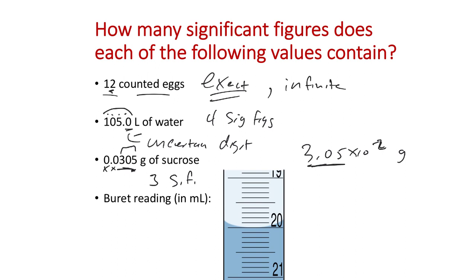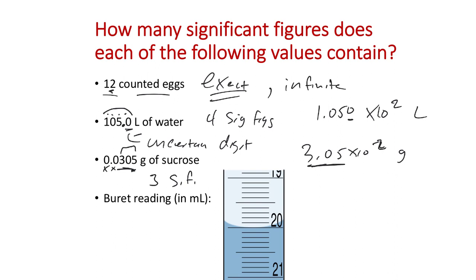Now you can say, well, what about the number above, the 1.05? If I write this in scientific notation, I'm just going to make sure I grab that last zero, and then times 10 to the 2 liters. So I can use scientific notation and get the same sig figs as long as I keep the zeros that were significant to begin with. Now a zero after a decimal wouldn't have been written if it wasn't significant, so it has to be significant after a decimal place.